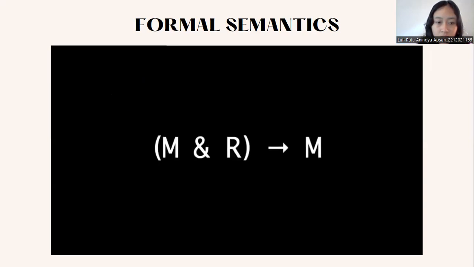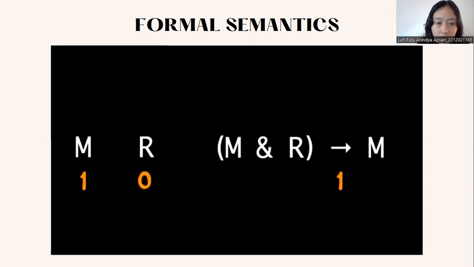Now consider a compound sentence like M and R arrow M. Its truth value just depends on the truth of its parts. If M happens to be true and R happens to be false, as we've supposed before, then the compound sentence gets a value of true, 1. It's like one row of a truth table, one way that things can be.